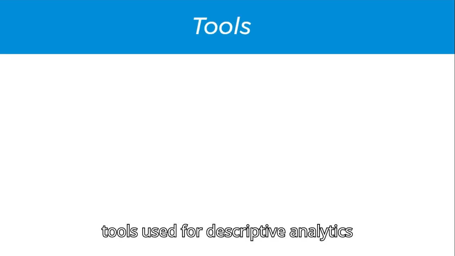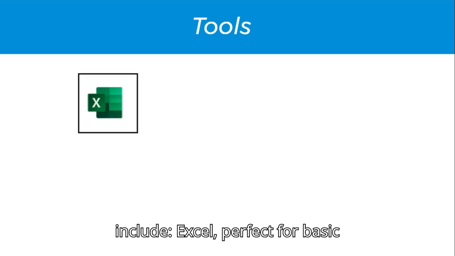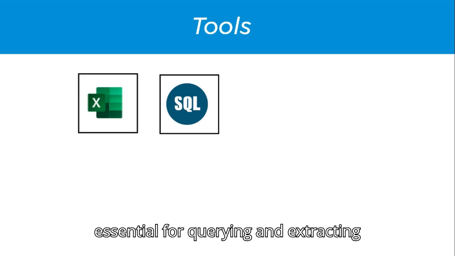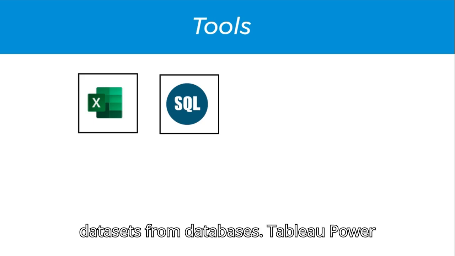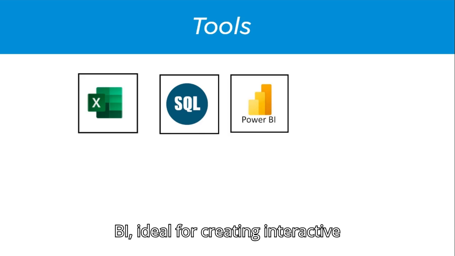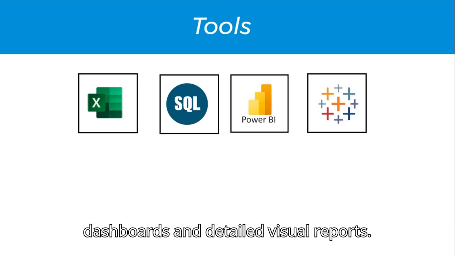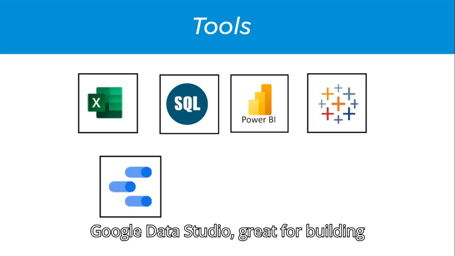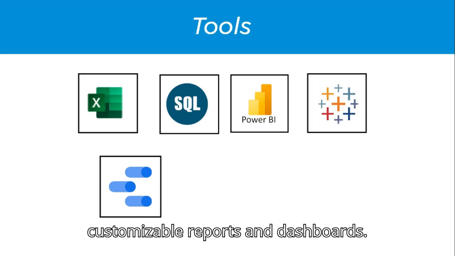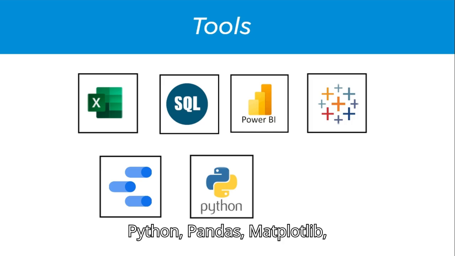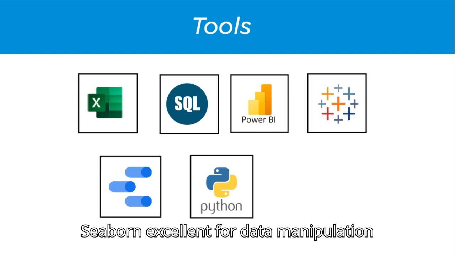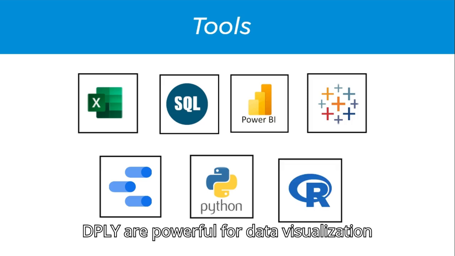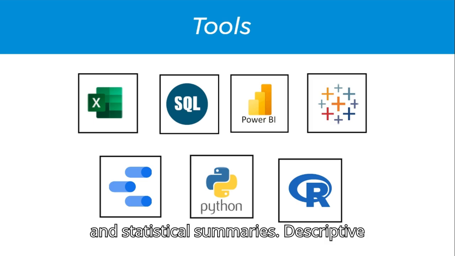The tools used for descriptive analytics include Excel, perfect for basic data summaries and visualizations; SQL, essential for querying and extracting datasets from databases; Tableau, Power BI, ideal for creating interactive dashboards and detailed visual reports; Google Data Studio, great for building customizable reports and dashboards; Python, Pandas, Matplotlib, Seaborn, excellent for data manipulation and visualization; R, ggplot2, dplyr, powerful for data visualization and statistical summaries.